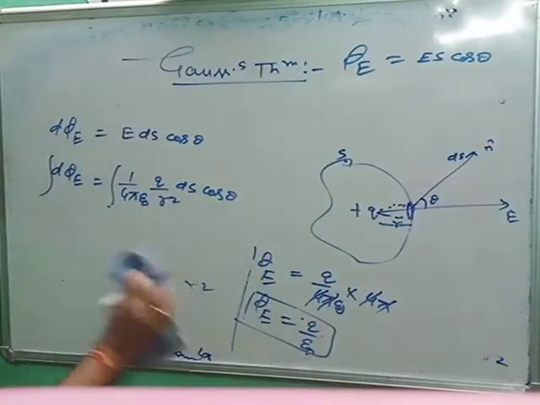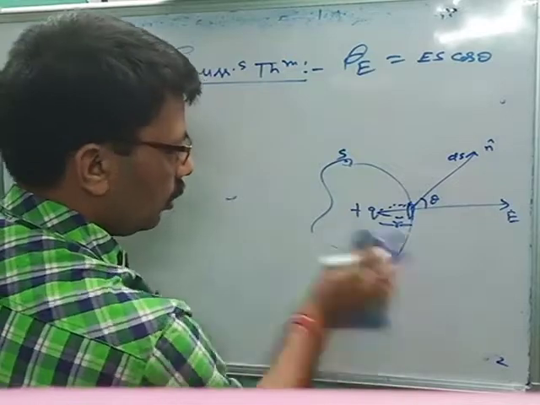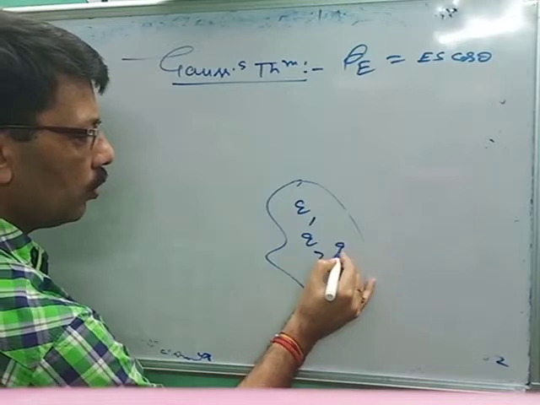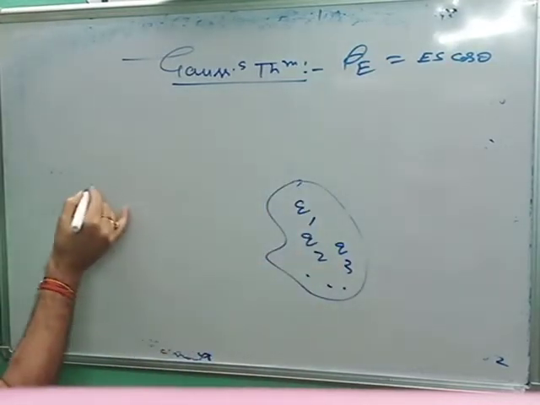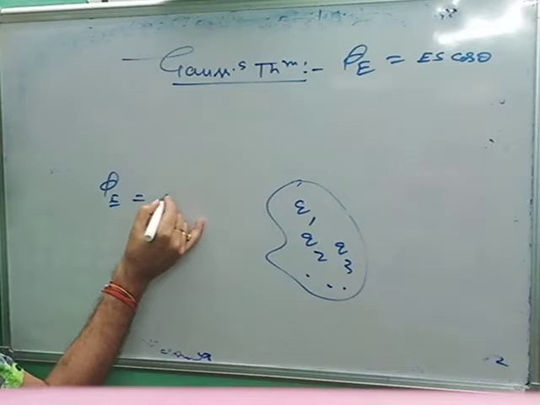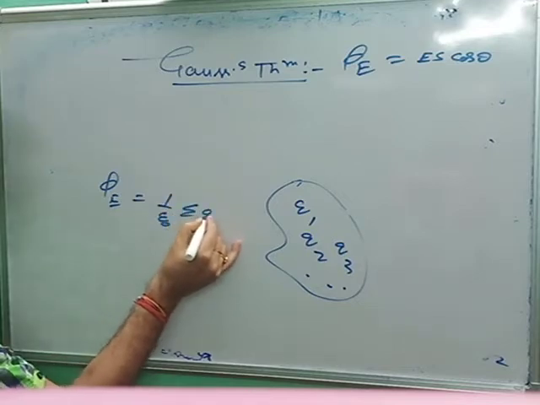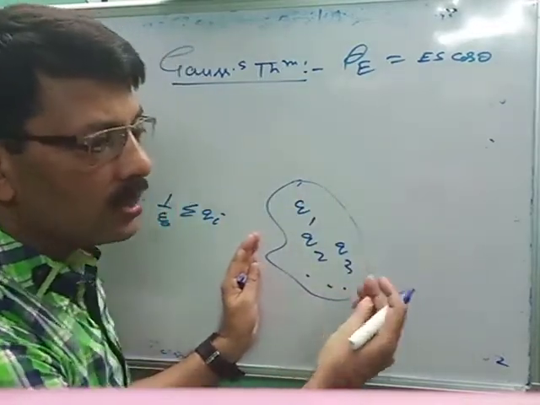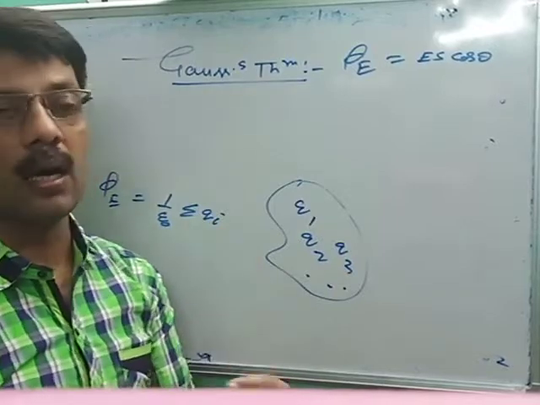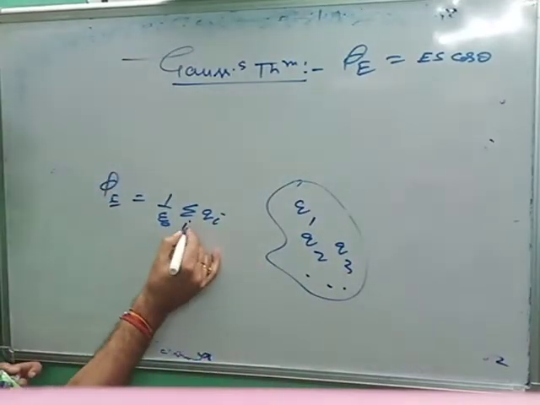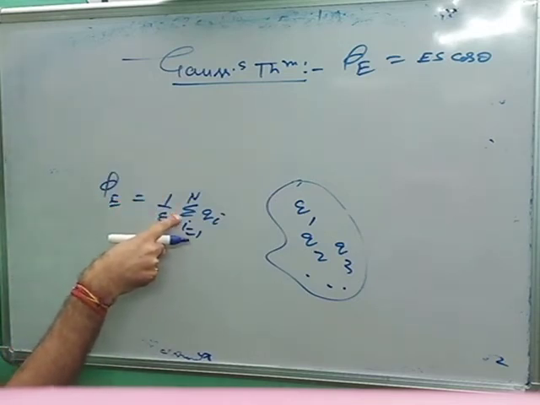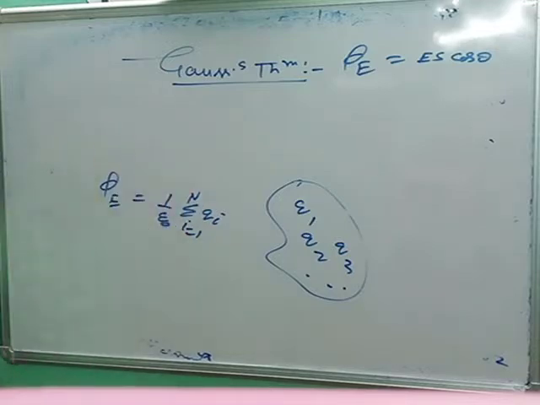In a general way, we can write Gauss theorem like this. Suppose this is any surface and the charges are q1, q2, q3, and so on. So total flux phi E is equal to 1 upon epsilon naught times the summation of qi. We have to count only the charges inside. If charges are outside, they are not counted. So phi is equal to 1 upon epsilon naught times the summation of qi, i equal to 1 to n. This is the general form of Gauss theorem.